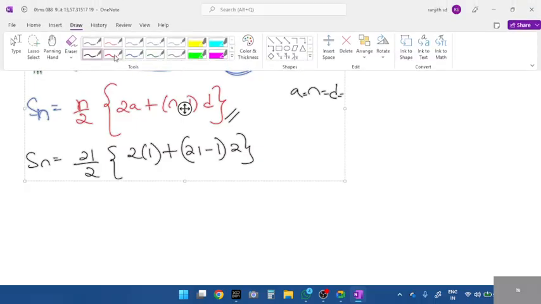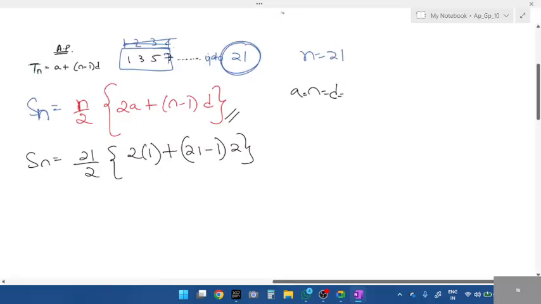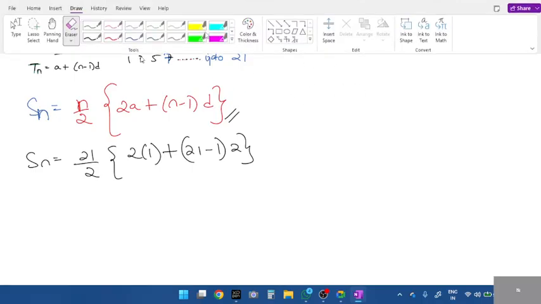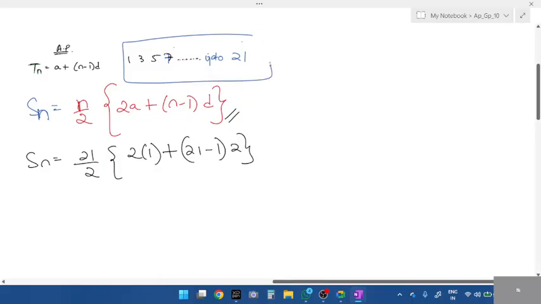Fine. In order to find the sum, what are the values they've given, students? From this question, what are the different values we're able to find? All of you will unmute and answer. Are we able to find the first value, A? What is A? 1.